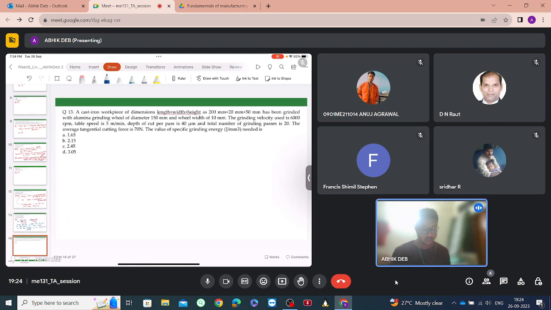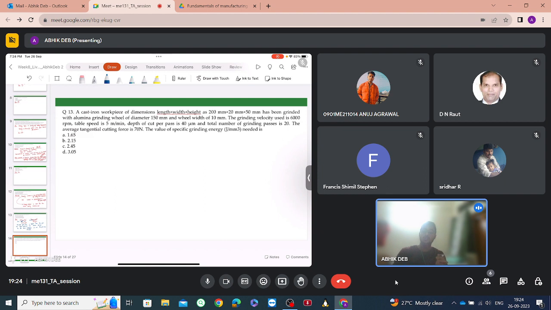Now a numerical problem. A cast iron workpiece of dimensions length, width and height as 220, 20 and 50 millimeter has been ground with an aluminium grinding wheel of diameter 150 millimeter and wheel width of 10 millimeter. The grinding velocity used is 6000 revolutions per minute. The table speed is 5 meters per minute. The depth of cut per pass is 40 microns and the total number of grinding passes is 20. The average tangential cutting force is 70 Newton. The value of the specific grinding energy needed is which of these?